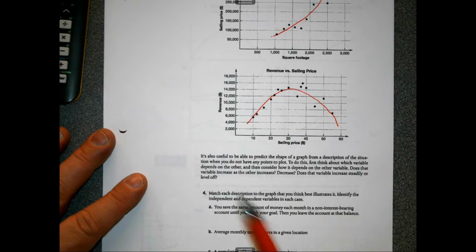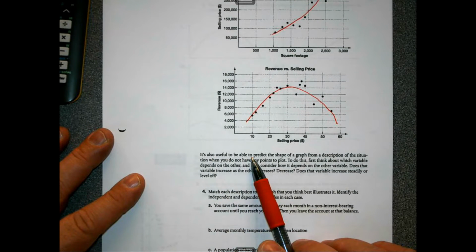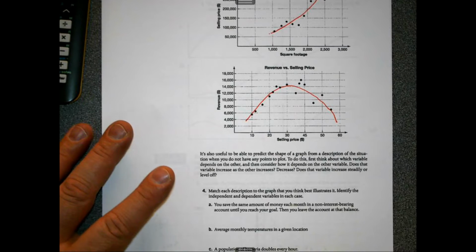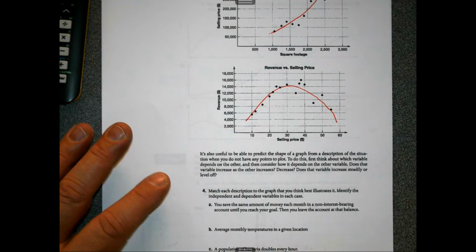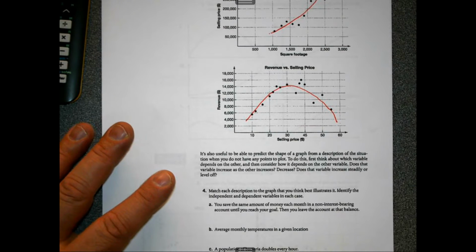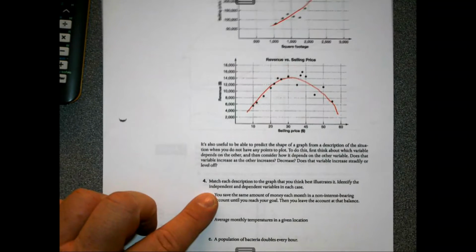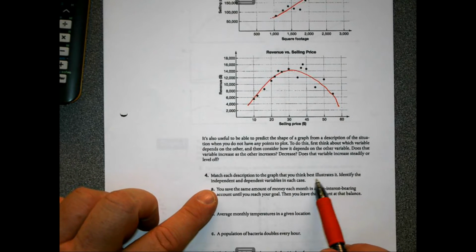Number 4, or actually, here's the instructions. Useful to be able to predict the shape of a graph from a description of a situation when you do not have any points to plot. To do this, first think about what each variable depends on the other, and then consider how it depends on the other variable. Well, we always do that. All right, you ready? Match each description to the graph that you think best illustrates it.